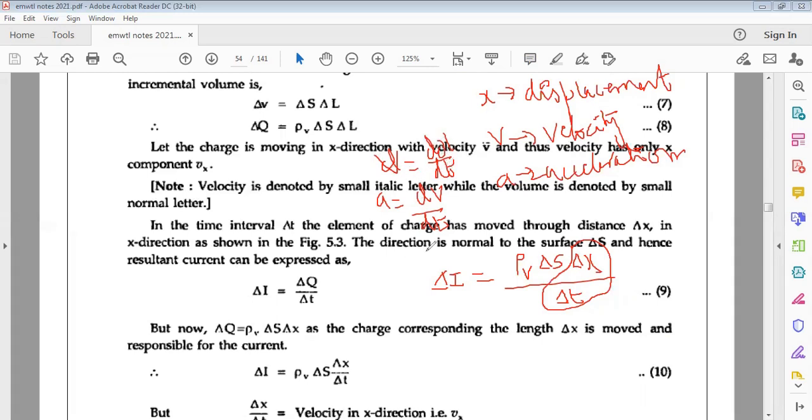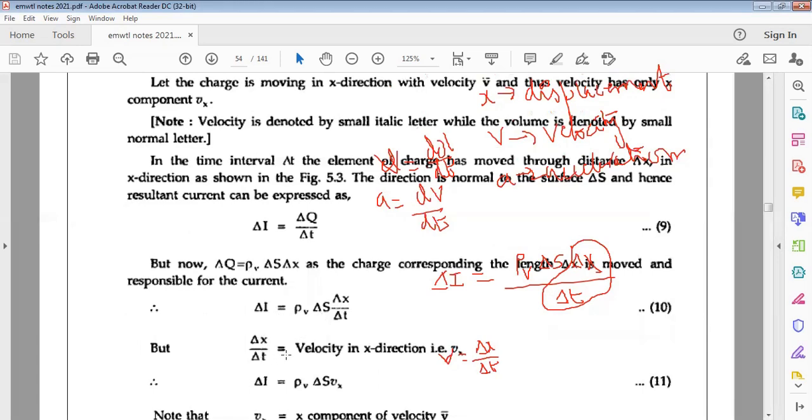Now, if I take the small differential increment, the velocity in the x direction v is equal to a small incremental x with a small incremental time, delta x by delta t, or change of displacement with respect to the time. You see here, delta x by delta t is the velocity in the x direction, that is Vx. So replace: delta I is equal to rho V delta S, and delta x by delta t is equal to Vx. Because it is in the x direction, there is a suffix x. Vx is the x component of velocity v bar.